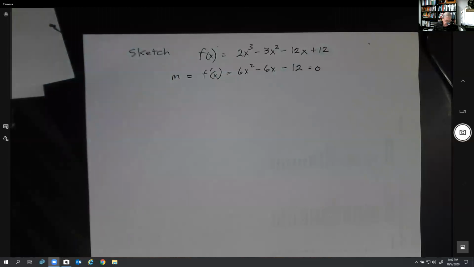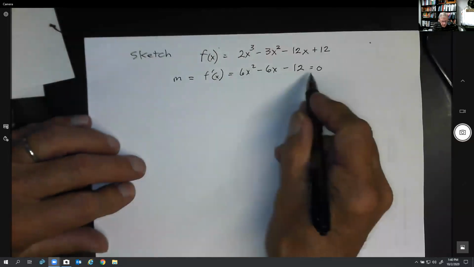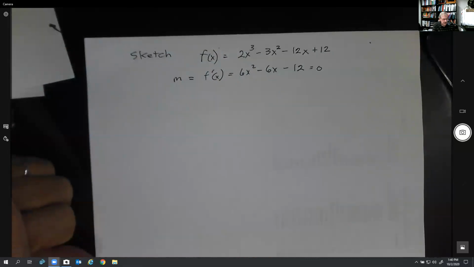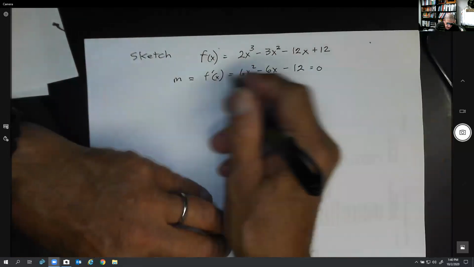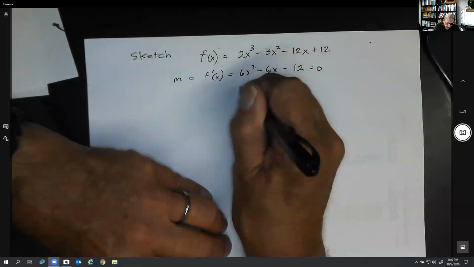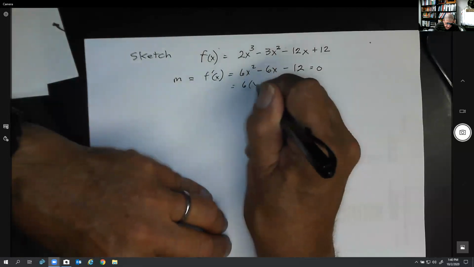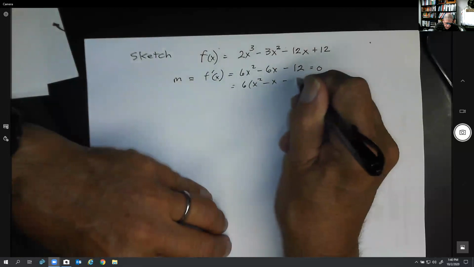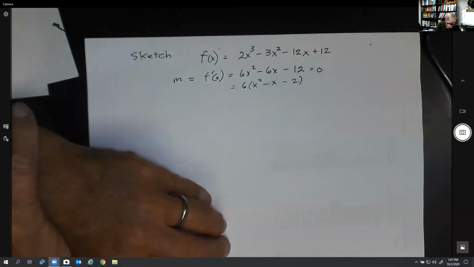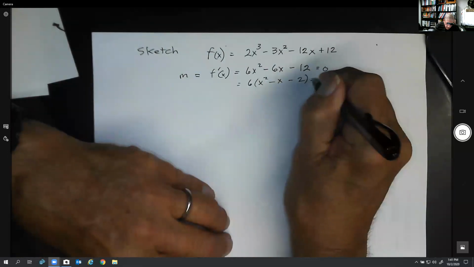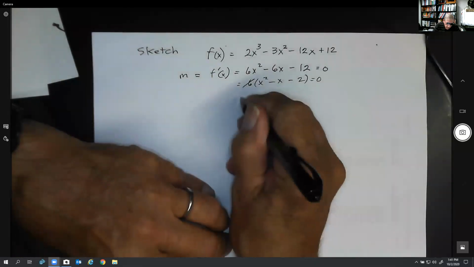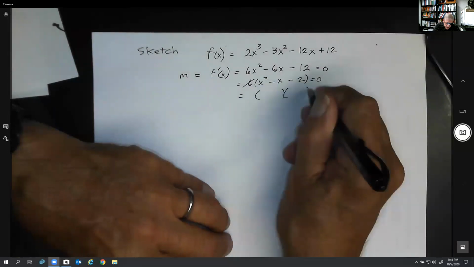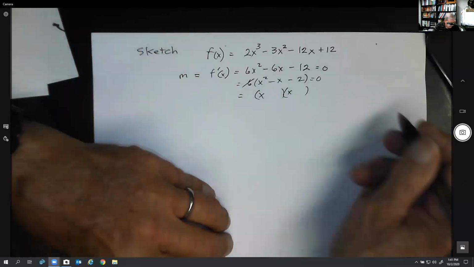So remember, the first derivative is a formula for the slope of a function. Okay, I didn't understand it either when I was in school, but that's the way it is. So let's factor this out. We're going to take out a 6, right? And then we're still equal to 0. We don't really need this 6. It's extraneous.